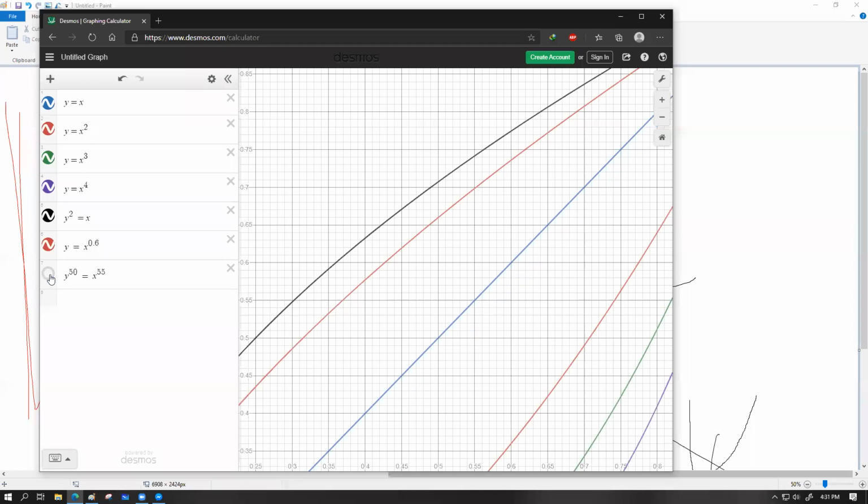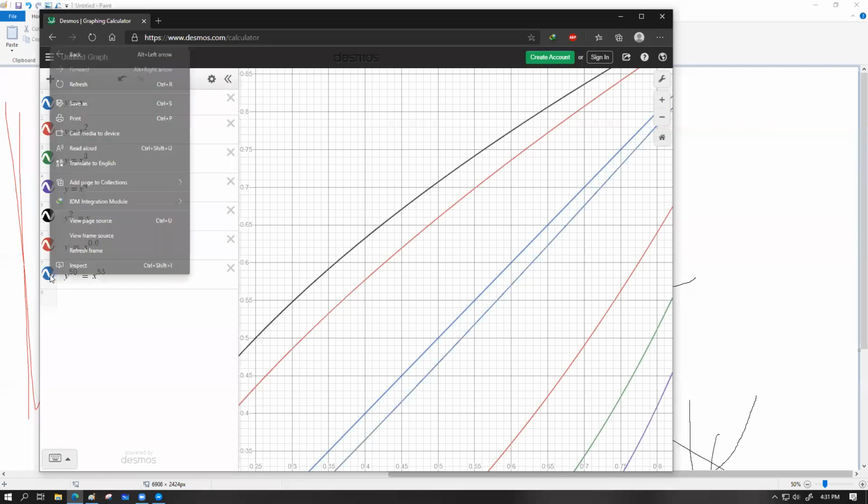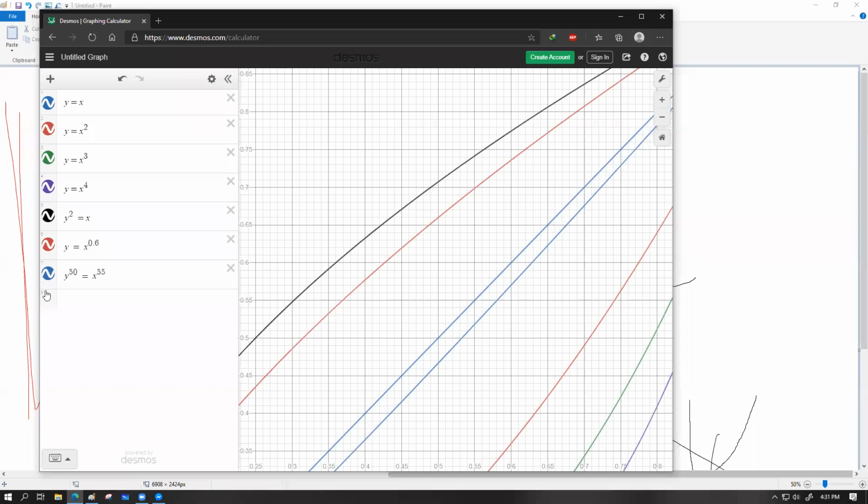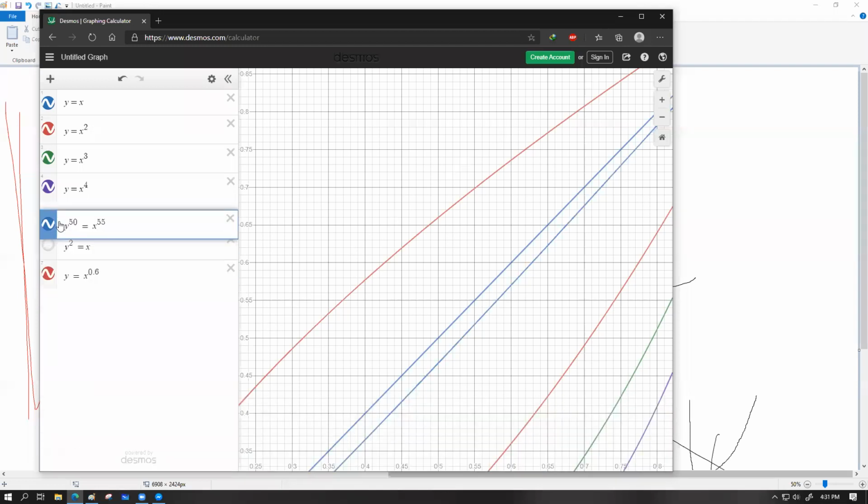Can I change the color of this one? I cannot change the color of this one. It's just becoming the same color. So okay, I can only work with this number of colors. Let me just make this gone and bring this up.